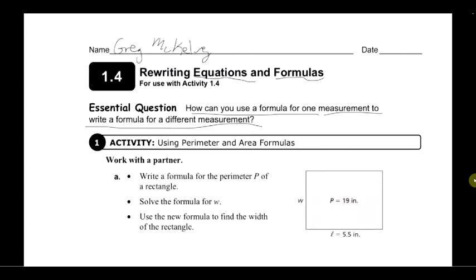Sort of like when we have the density equation that we've worked with, density equals mass divided by volume, but we know that we can multiply both sides by V, so we get density times volume equals mass.